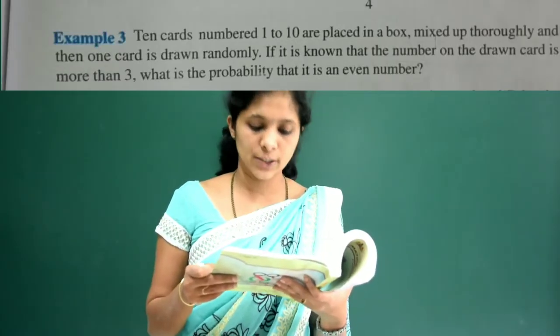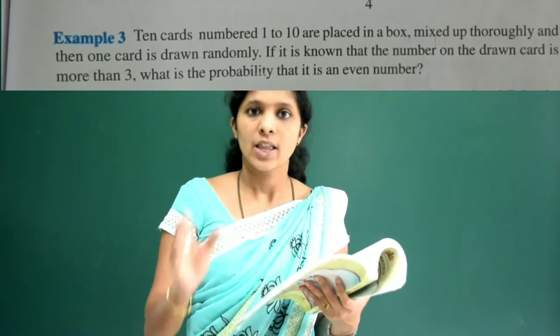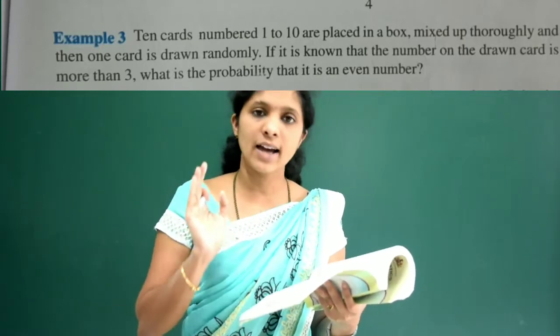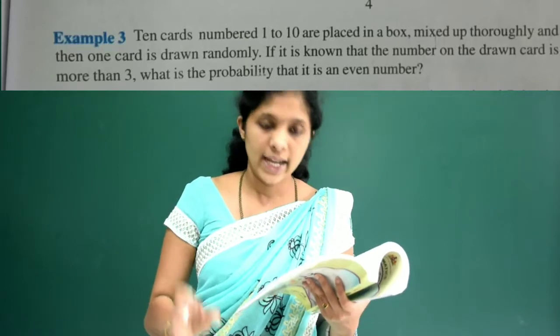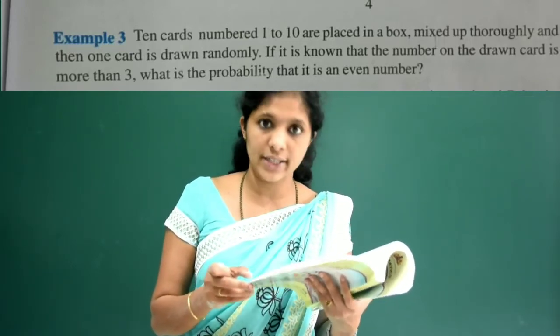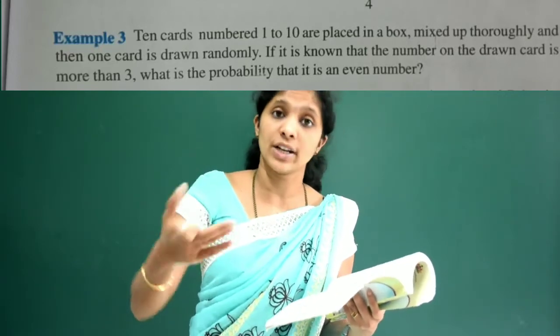10 cards numbered 1 to 10 are placed in a box. Okay, 1 to 10 numbered cards are there. Those are placed in a box, mixed up, and then one card is drawn randomly. It is given that it is known that the number on the drawn card is more than 3, that is the known one.